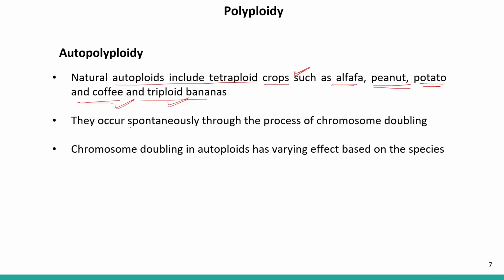They occur spontaneously through the process of chromosome doubling. Every time the chromosomes get doubled at the time of gamete formation, the new offspring formed will have a complete set of chromosomes increased. The effect of chromosome doubling in autoploids will vary based on the species.